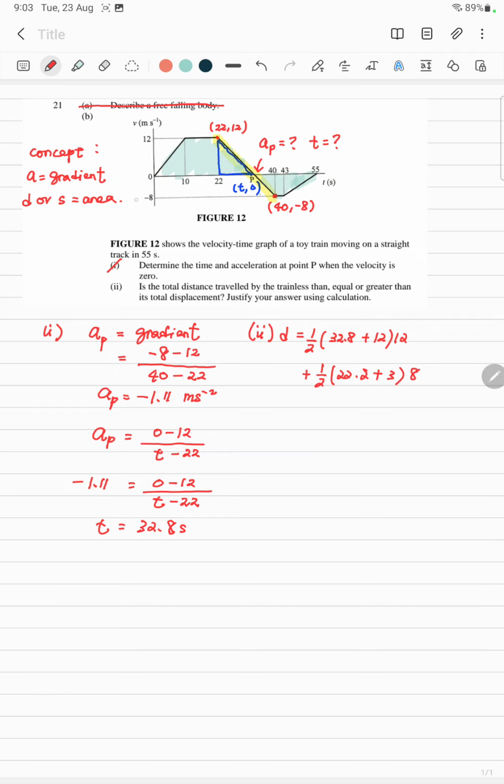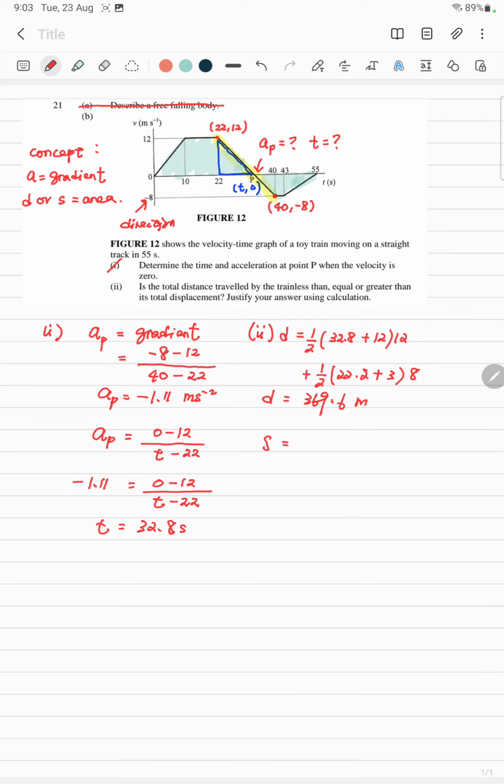Jangan masukkan negatif. Negatif tu adalah directions. So untuk kira distance tak perlu masukkan negatif. Recall balik apa kita discuss dalam tutorial. So bila kita buat calculations, we will get the total distance travelled is 369.6 meter. Then we do the calculation for displacement.